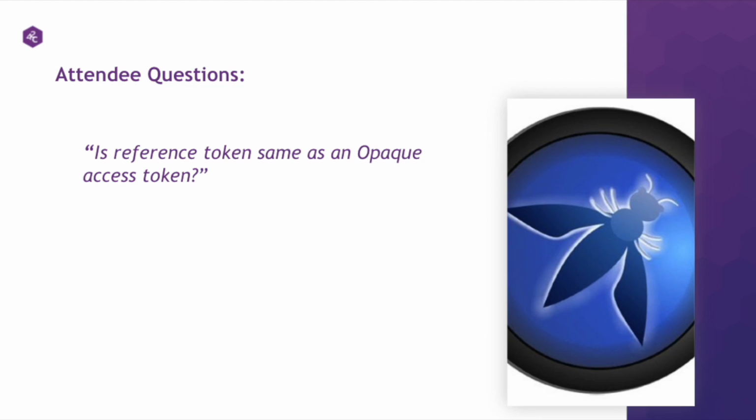I just noticed we missed a question in the chat. Is a reference token the same as an opaque access token? Yes, they are. An opaque token basically means a token that can't really be inspected for meaning. A reference token is the official name for an opaque token, even though opaque token is often used. It just means the token is useless without introspection, which is a process where the API calls the authorization server to translate that reference token into claims. So yes, it's the same concept.